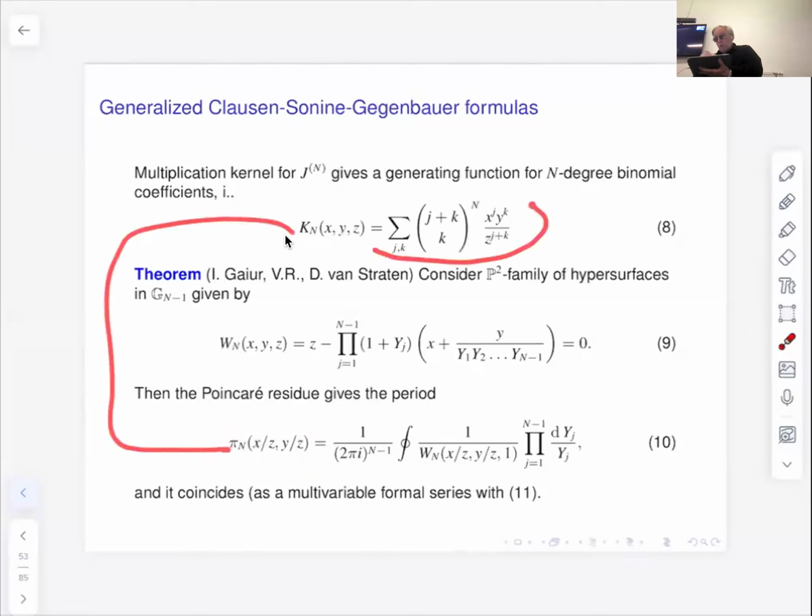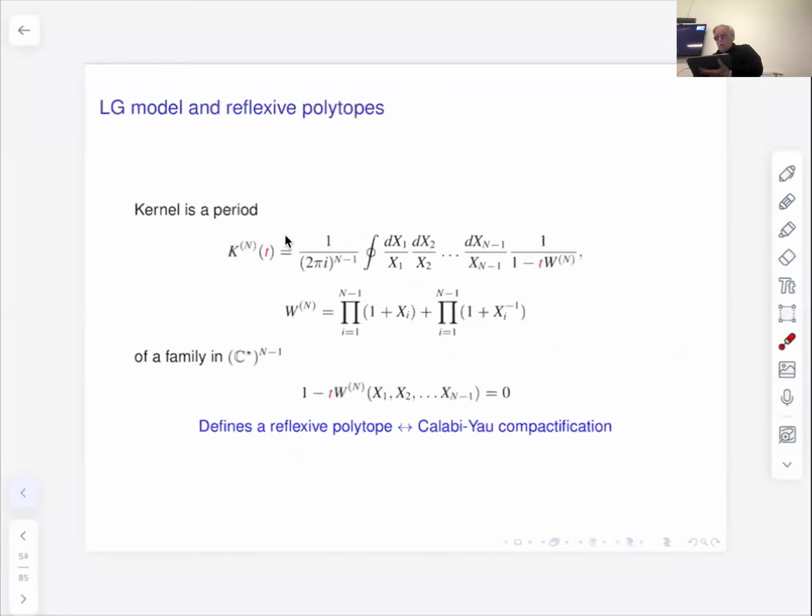So we have this kernel developed as a period for this toric Calabi-Yau. This is a multi-variable formal series which corresponds to this residue. Okay, so I remind you that it can also be written like this for this superpotential. And then the question is how it relates to Calabi-Yau, because now we have this hypersurface.